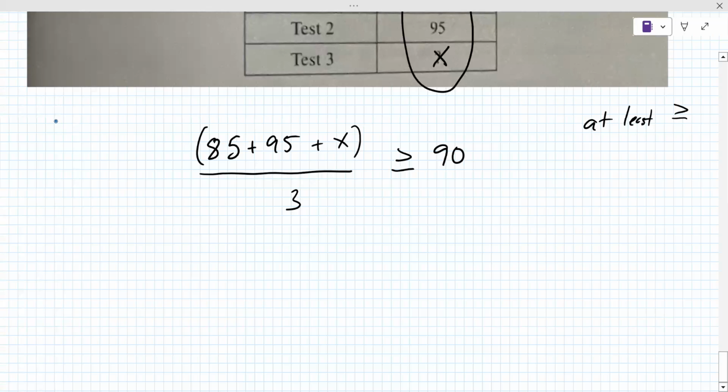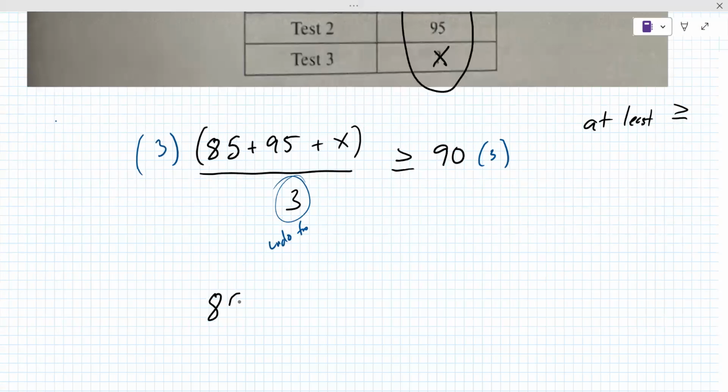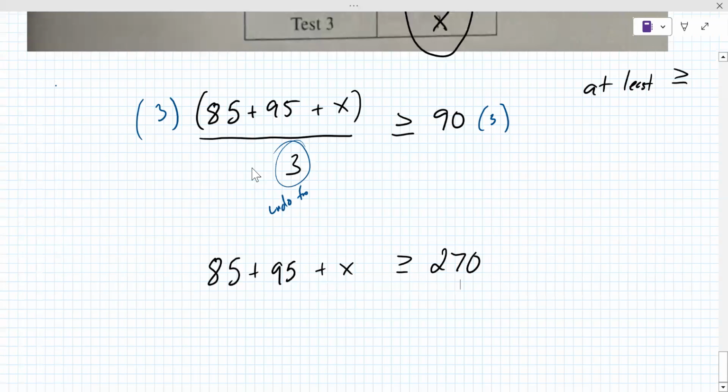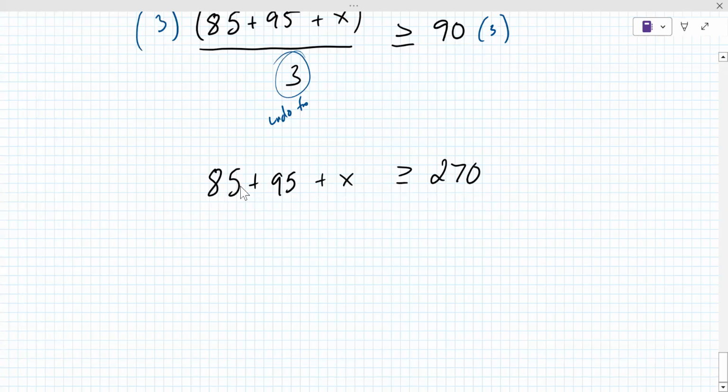We want to undo the division by 3. Yes, you want to undo that first. You multiply it by 3, both sides. Does that change the inequality direction? No. The only time it changes is if you multiply or divide by a negative. So no, it's good as is. What can you do on the left side here? You can add 85 and 95. Yes, so that is 180.